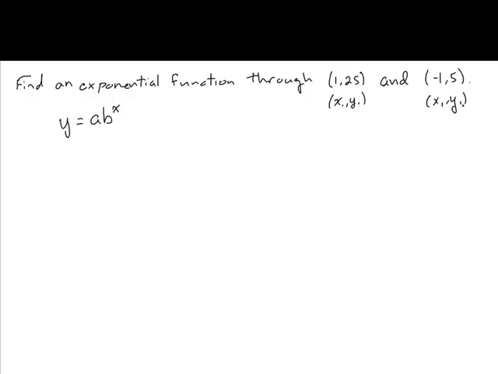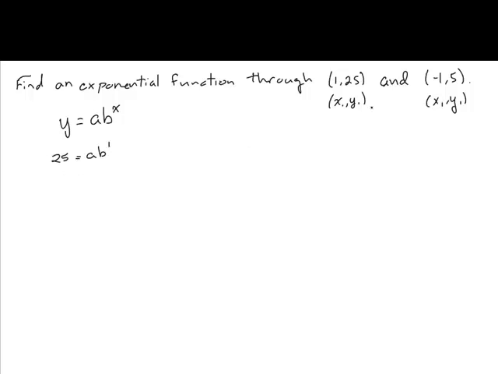Depending on your points, this might be done in different ways, but I notice I have a point (1, 25) here. So when x is 1, y has to be 25. I'm going to start with that point. So y has to be 25 when x is 1. That means I get 25 equals a times b. Now I have an equation here, but it has two variables.